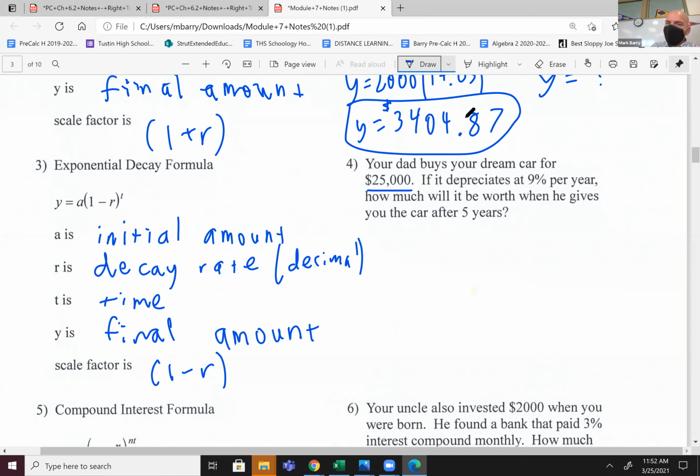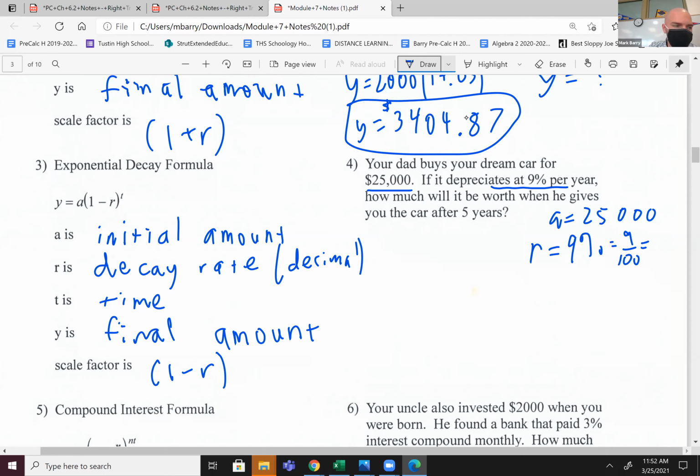Okay, your dad buys a dream car for $25,000. It depreciates at a rate of 9% per year. So if we do 9 divided by 100, that's going to be 0.09. Most things you buy, like cars, do depreciate in value over time, right? They're worth less next year than they are this year.